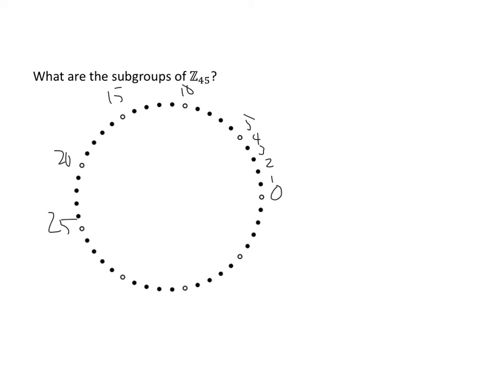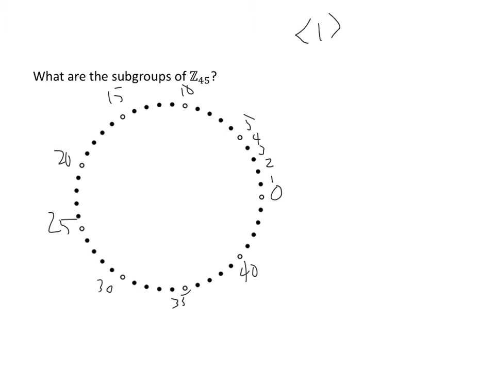So there's 25, 30, 35, 40, and of course 45 is 0 again. Okay, so the first thing we're going to do is find the subgroups of Z45. The thing about a cyclic group is any subgroup is also cyclic. So one of the cyclic subgroups we can get is, of course, the group itself, which is generated by the number 1. So 1, 2, 3, 4, and so on.